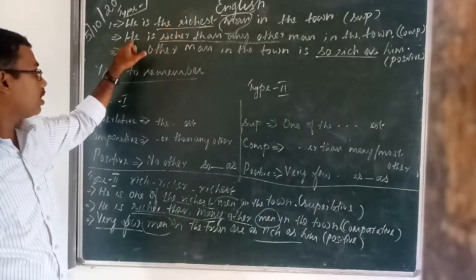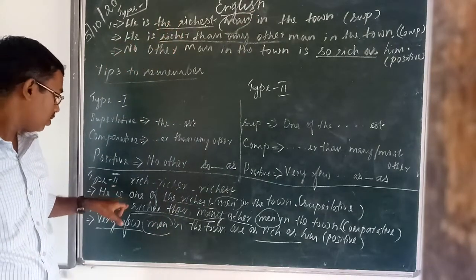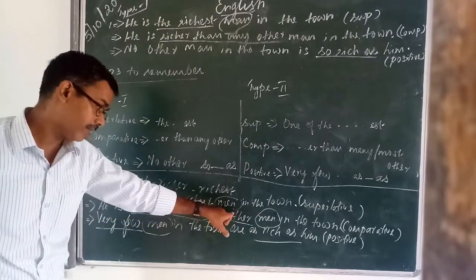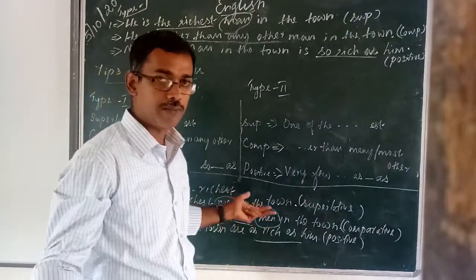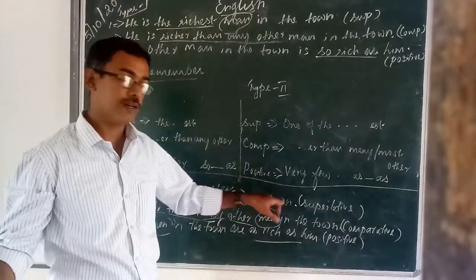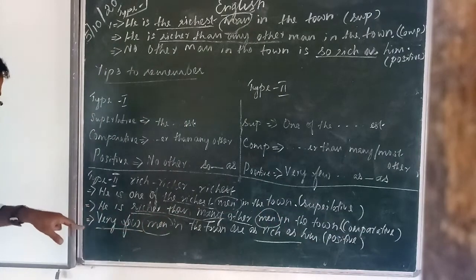Then when you come to the superlative, the same type, he is one of the richest men in the town. That means he is one among them. There are many rich people in the town. He is one among them. Then come to the next one.